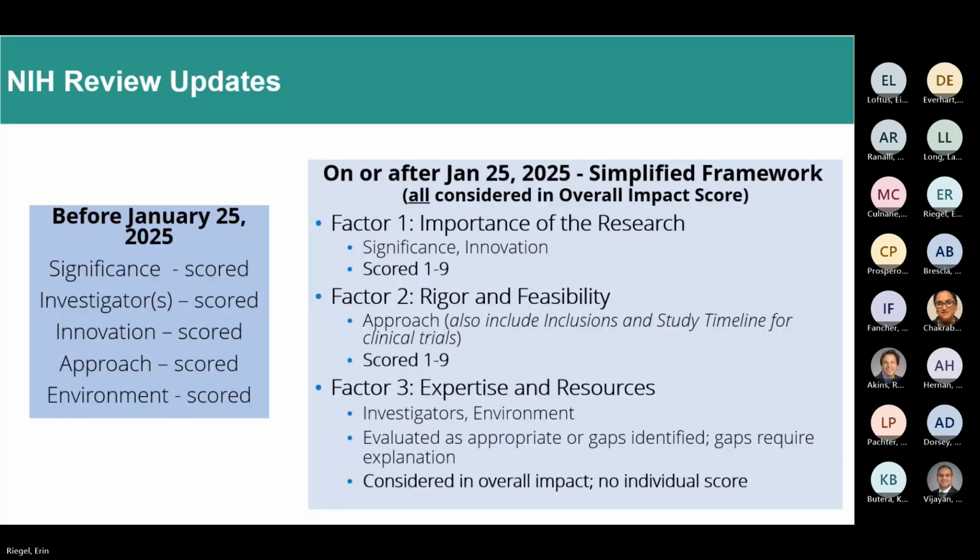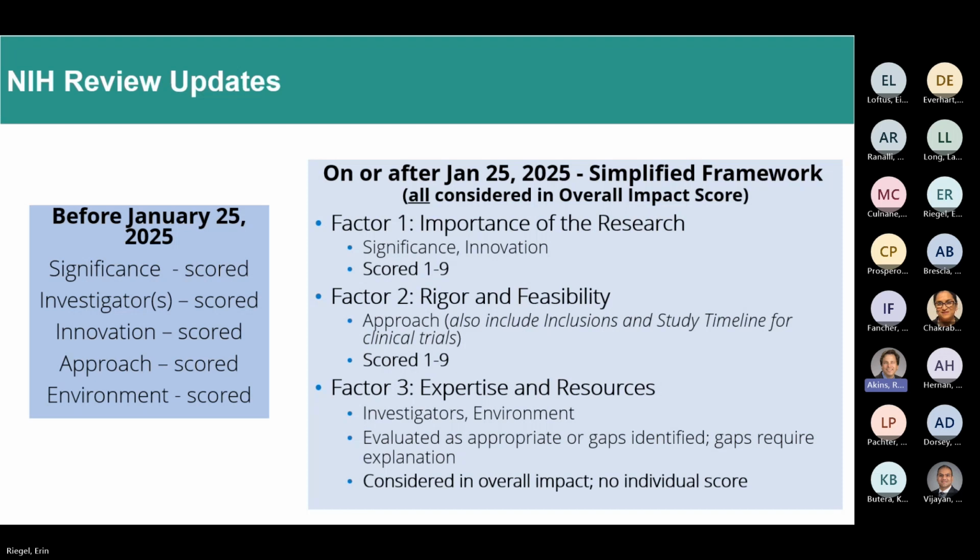Next slide. So you're very familiar, I'm sure, with the 5 categories that are on the left. Up until January of 2025, so one more year, significance, investigators, innovation, approach, and environment are all scored the same way. And then afterwards, the simplified framework has 3 factors, only 2 of which are actually scored. They're all considered in the overall impact score.